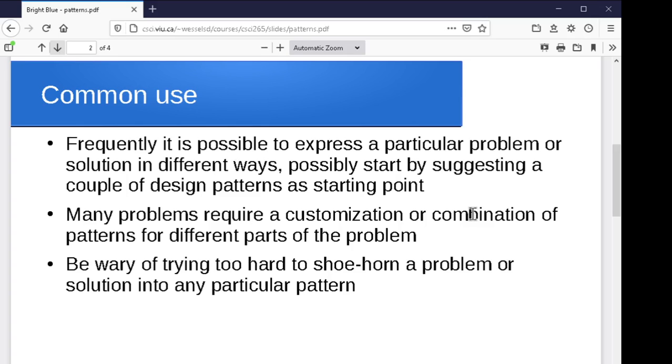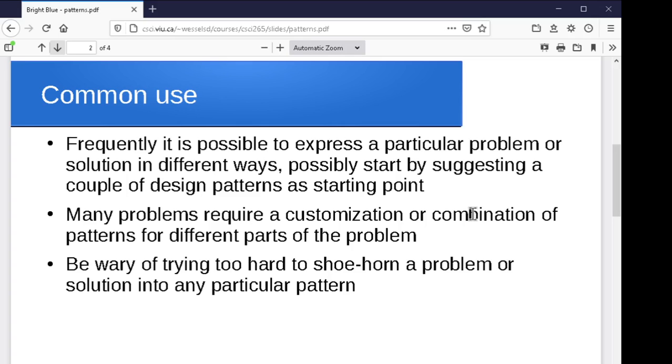It's often possible to express a particular problem in multiple different ways. And one of the things you can do to start getting some ideas for solutions to a problem is to suggest a few different design patterns as starting points. If we try to express the problem that we've got right now using this pattern, then it might suggest we could use this sort of solution. Or if we express our problem in this kind of pattern, that might suggest this kind of solution. So we can use these as starting points for directions to explore for solutions.